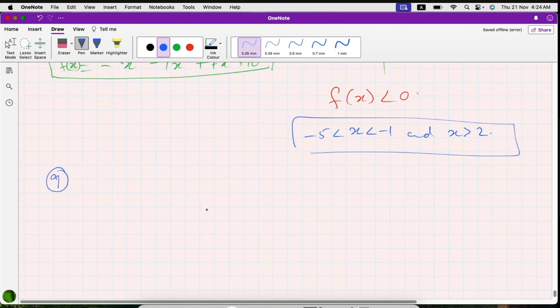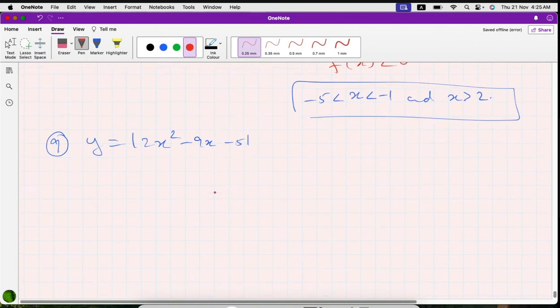So question 9 says y is equal to mod of 2x squared minus 9x minus 5. I'm going for completing the square form, because either we go for the turning point and find the value of y, or completing the square. I'm just ignoring the modulus part and solving by completing the square.